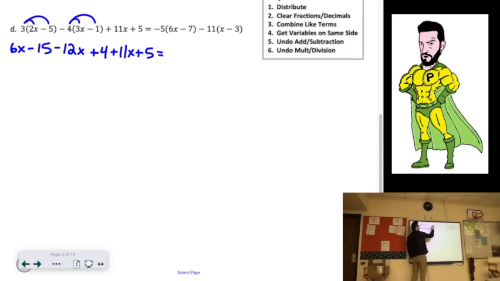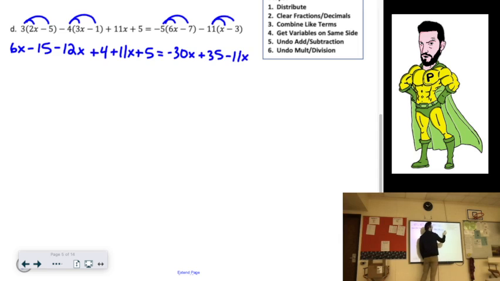Over here, negative 5 times 6x is negative 30x. Negative 5 times negative 7 is positive 35. Negative 11 times x is negative 11x. And negative 11 times negative 3 is positive 33. Wow. Step 1, done. Step 2, combine all your like terms on the same side.